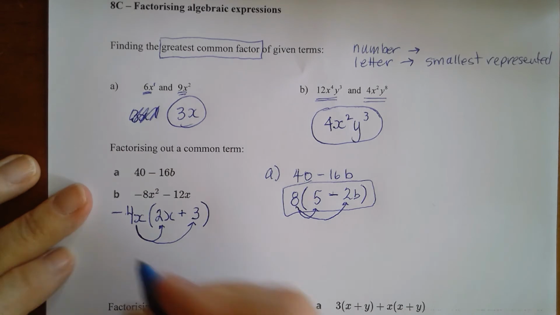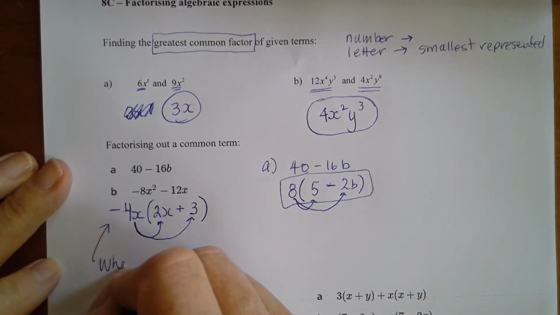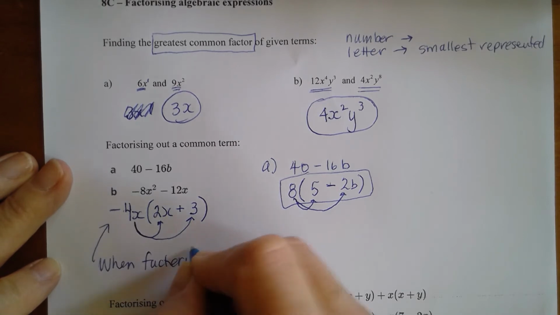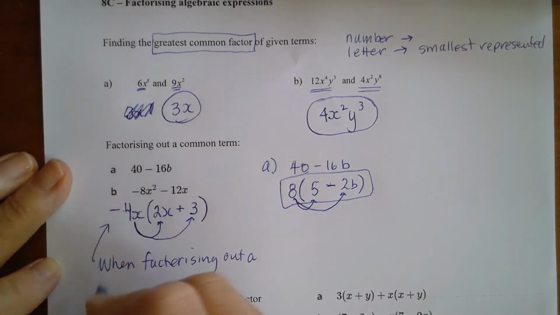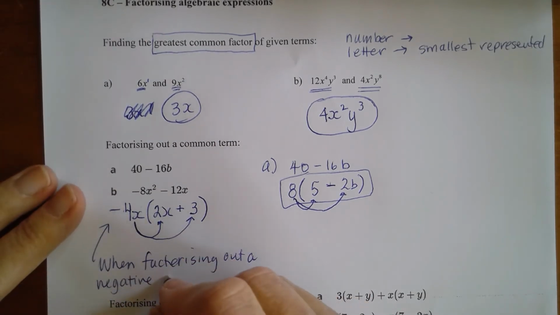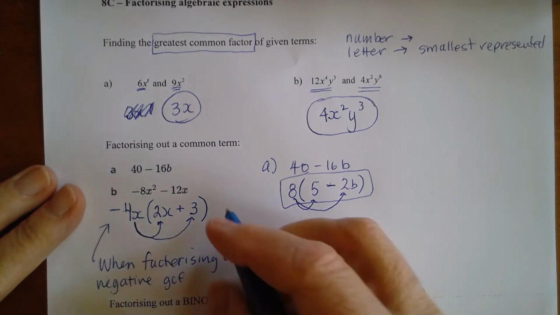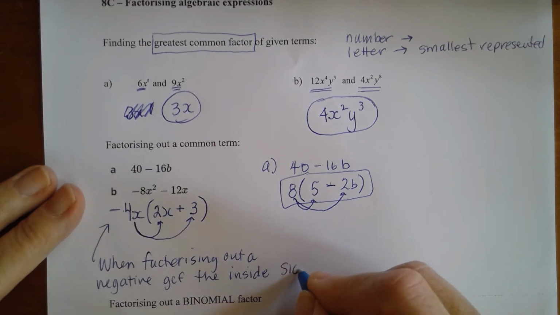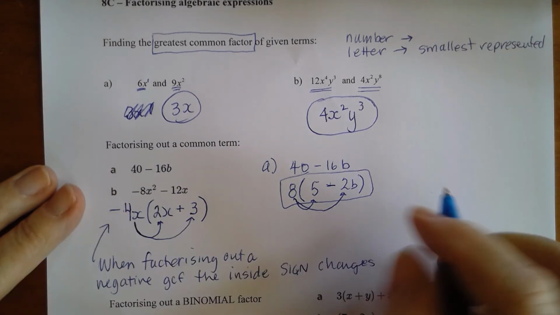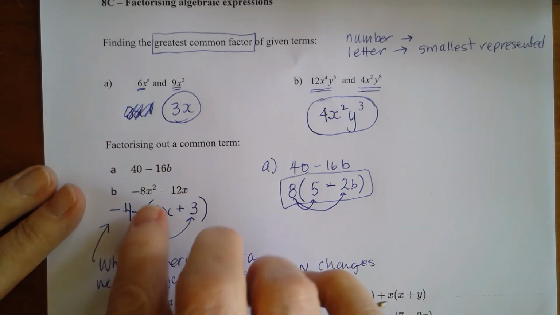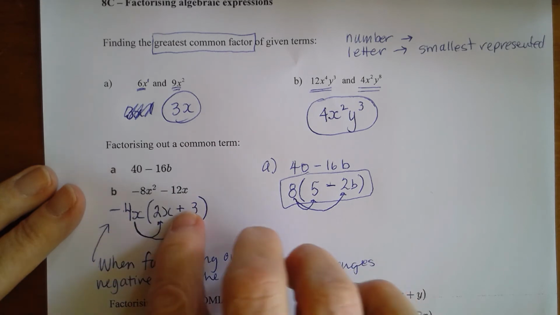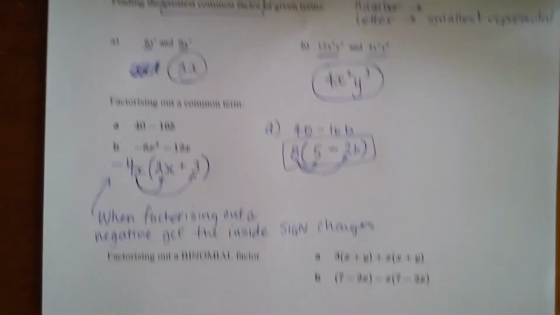All right, so this is the story. When factorizing out a negative GCF, greatest common factor, the inside sign changes. Negative goes to positive, and if that was positive, it would go to negative. Okay, cool. Now let's look down here.